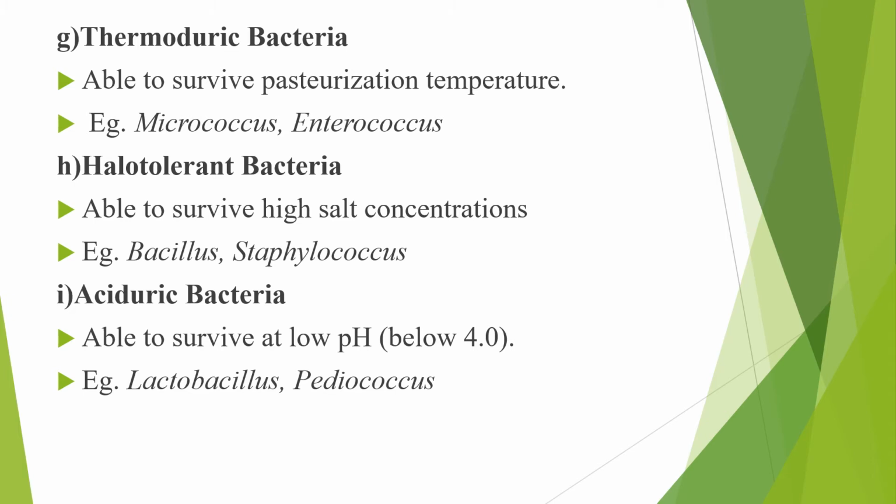Next group is the acidic bacteria, and they are able to survive at low pH. That is, they are able to survive in acidic condition, in a pH below 4. Examples are Lactobacillus and Pediococcus. So these acidic bacteria are the ones which will lead to the spoilage of the food items which contain high acid content. That is, these are the ones which we can see in pickles, etc. And these acidic bacteria have the ability to survive at a low pH, that is pH below 4. Examples are Lactobacillus and Pediococcus.